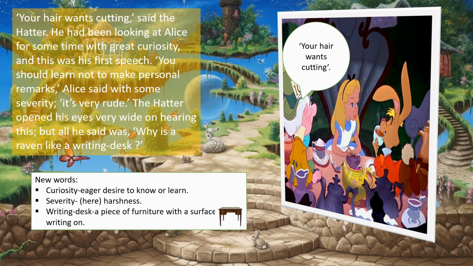Explanation of this paragraph. When the Hatter looked toward Alice with curiosity, he said, "Your hair wants cutting." All this he said in his first speech. Hearing a personal remark about her, Alice replied rudely and harshly, "Do not make personal remarks." The Hatter opened his eyes and said, "Why is a raven like a writing desk?"